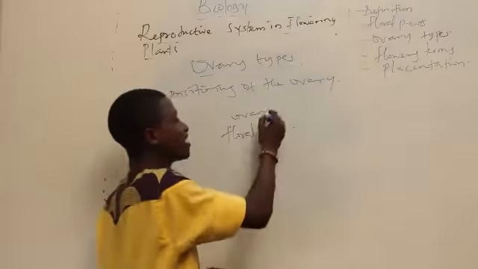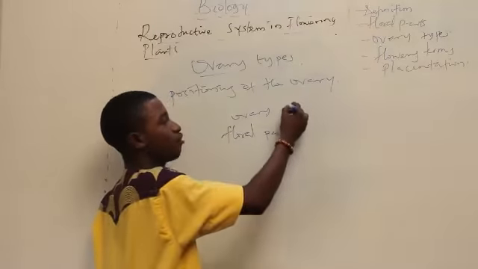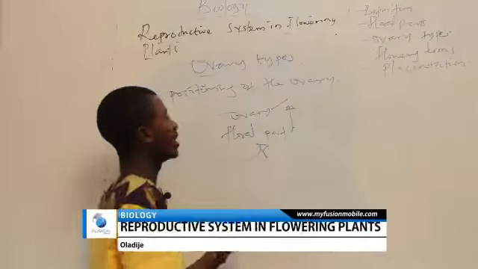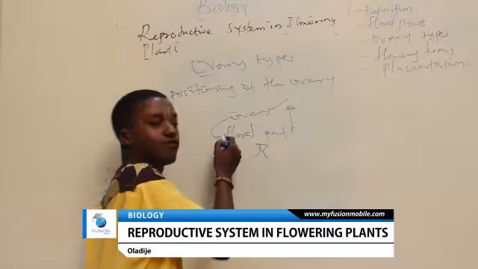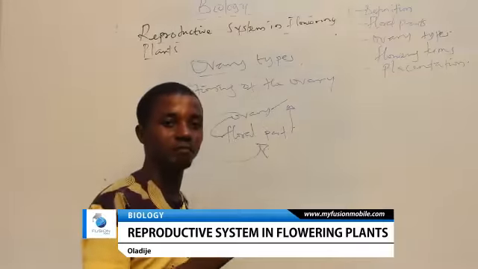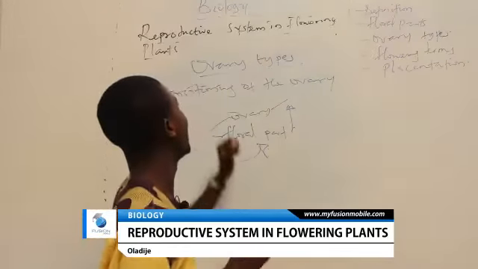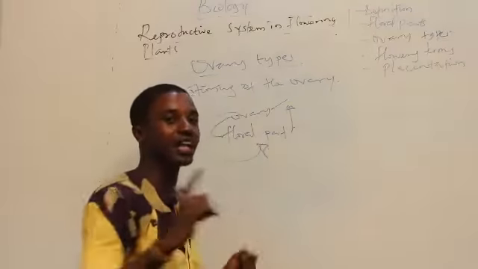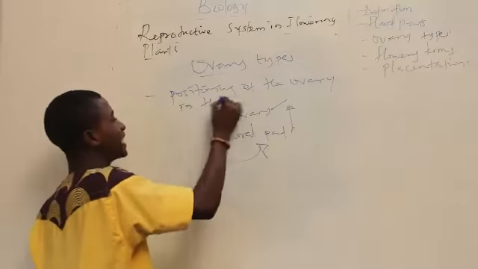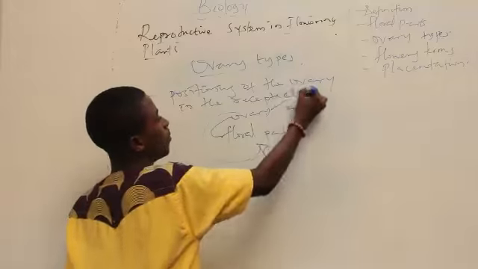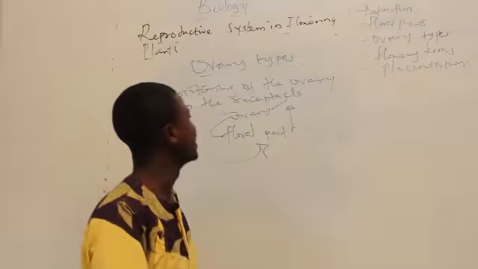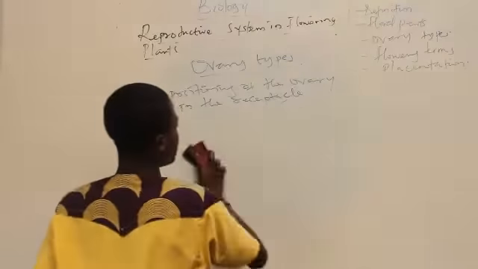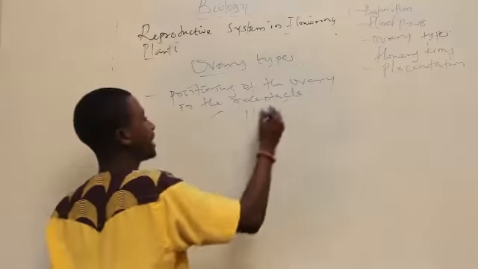If the ovary is above the floral part, there is a name we call it. If the ovary is below the floral part, there is a name we call it. If the ovary is at the same level with the floral part or slightly above, there is a name we call it. Now it will interest you to note, as I said earlier, that the positioning of the ovary in the receptacle will determine the type of ovary that would arise or result. So let's go.